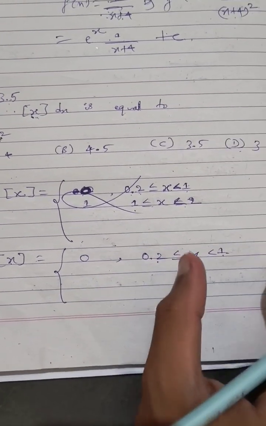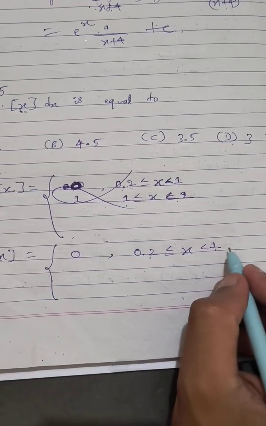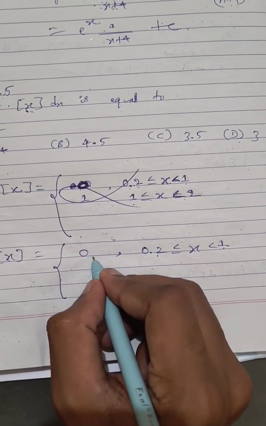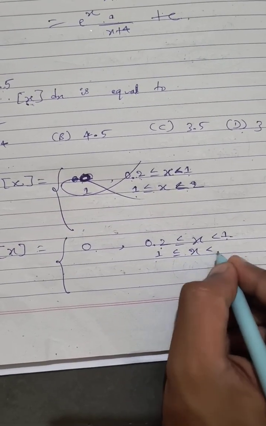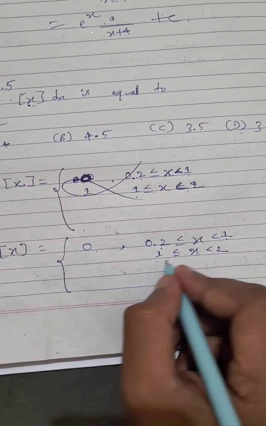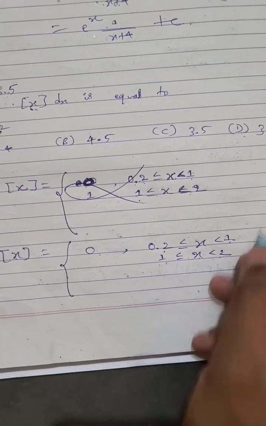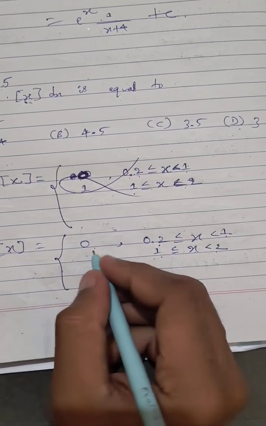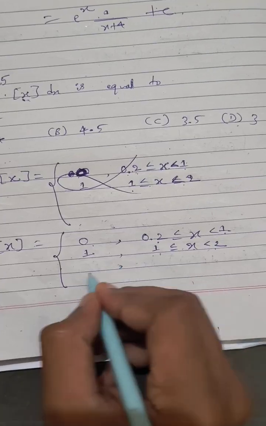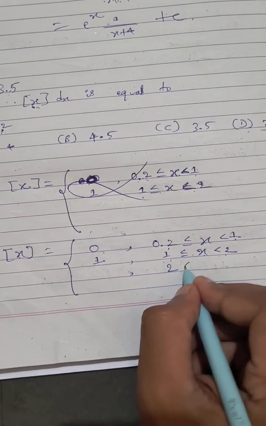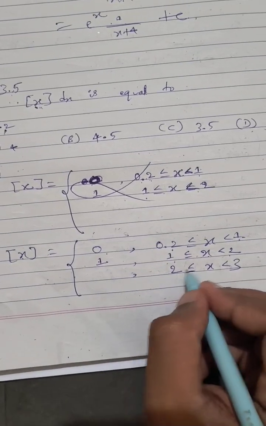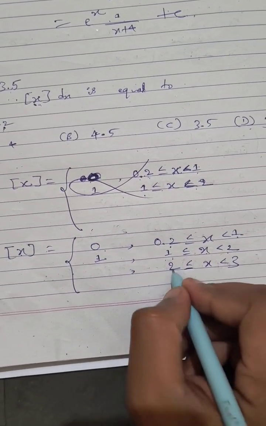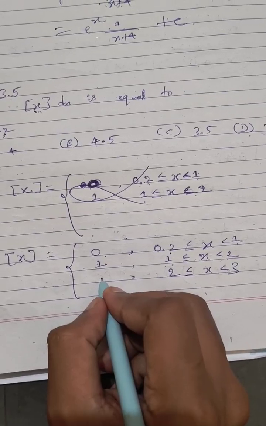So we have to take the integer that is less than or equal to x. The greatest integer less than 1 is 0 only. Then take the 1 to 2 interval. If x takes values from 1 to 2, then the greatest integer value of x is 1 only. Similarly the next interval is 2 to 3. If x lies between 2 and 3, then the greatest integer value is 2 only.